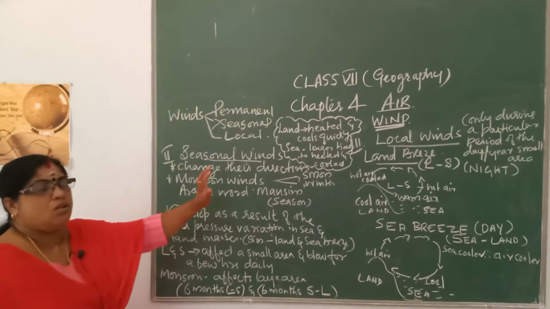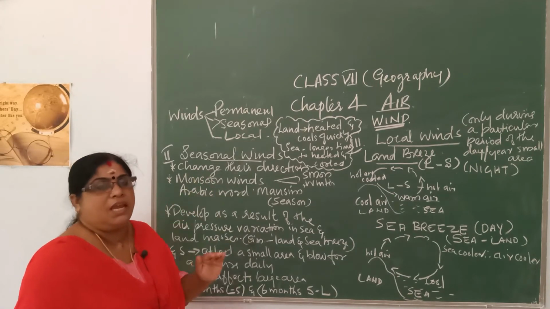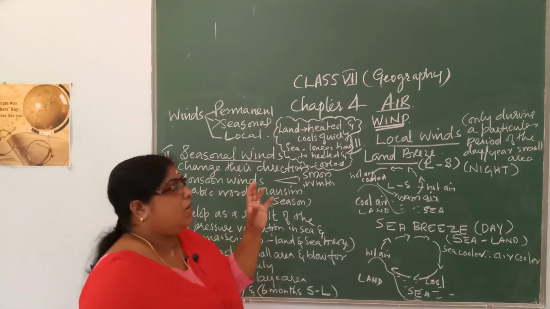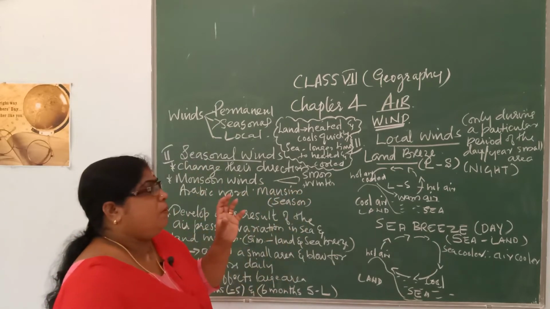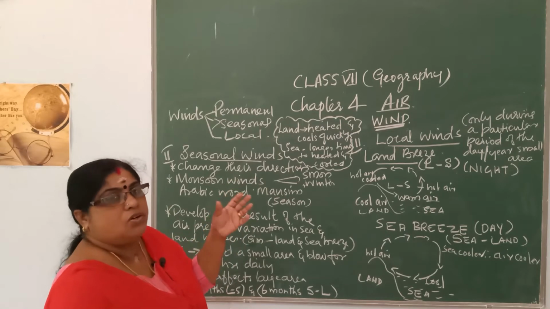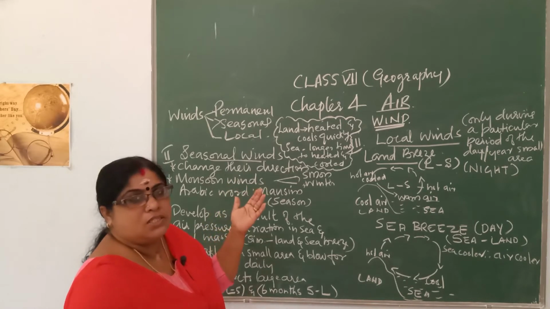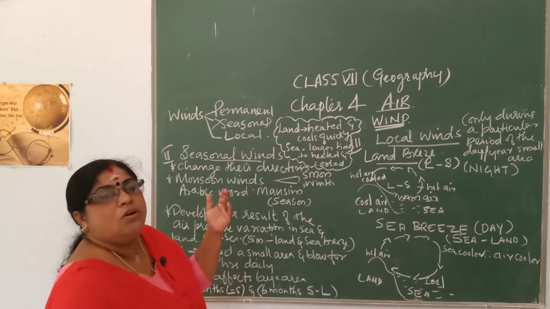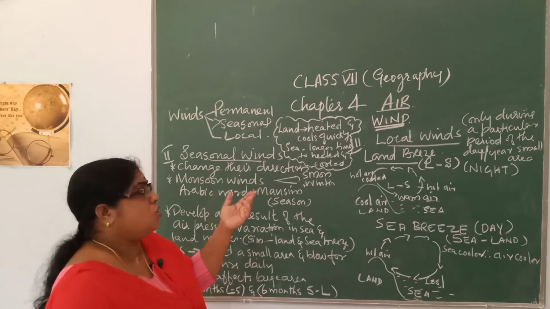Now, the next one is local winds. Local winds, as the name indicates, blow locally over a small area, and they blow for a particular period of time. It may be for a short duration, particularly for a day or a year. In smaller classes you might have learned what Lu is. It's the name of a local wind that blows over parts of Rajasthan.